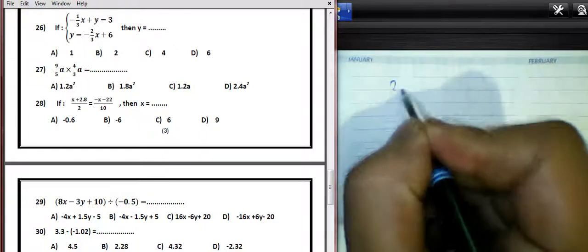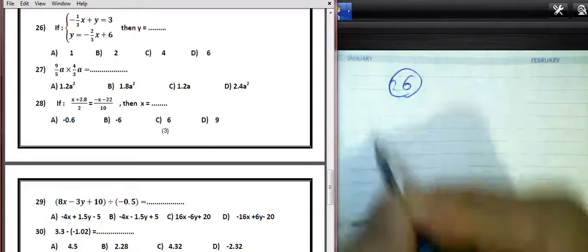Today we'll complete all examples about algebra to find the equation and solve of multiplication and division and so on. Okay, without using a calculator. First we will solve question number 26.